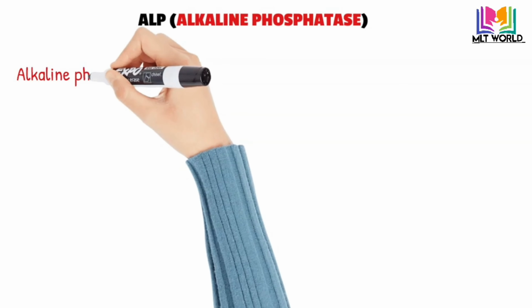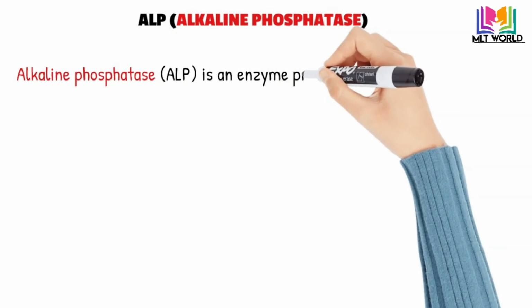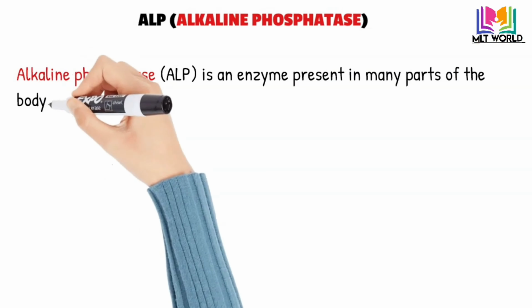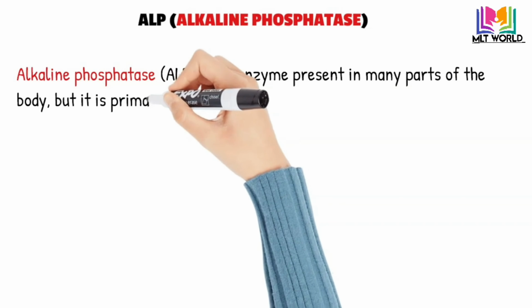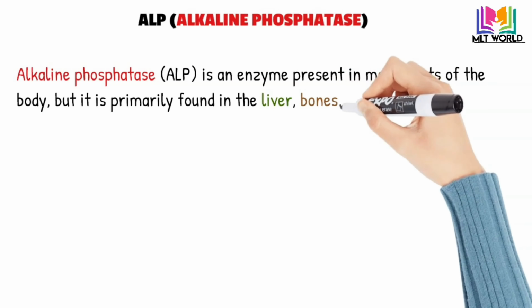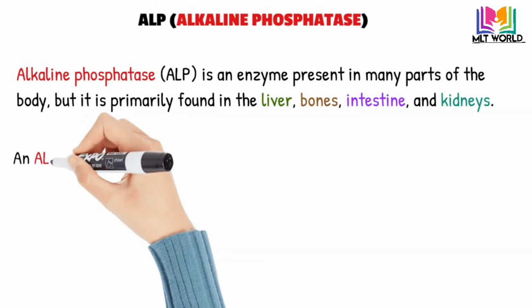Next is ALP, alkaline phosphatase. ALP is an enzyme found in the liver and bones, and it is important for breaking down proteins. A higher than normal level of ALP may indicate liver damage such as a blocked bile duct or certain bone disease. ALP is less specific for the liver because it is also produced by bones, intestine, and kidney.